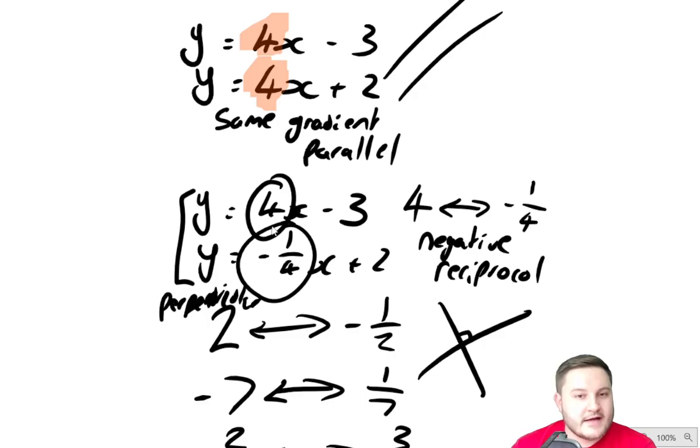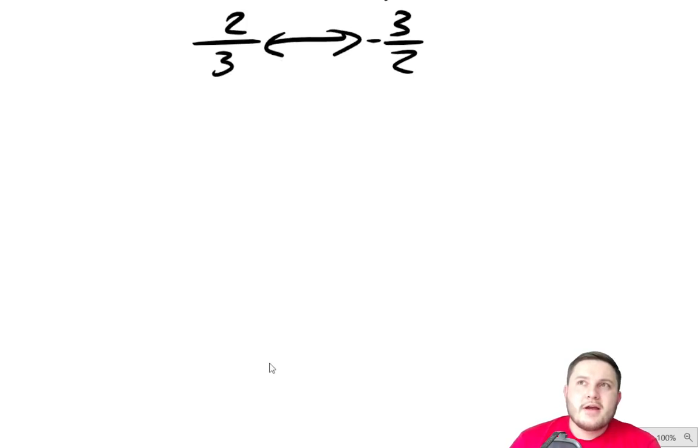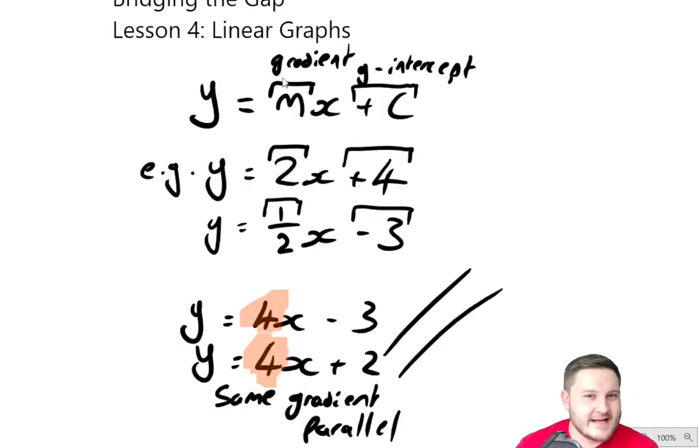Perpendicular gradients are negative reciprocals of each other. Now, it would be really nice if we lived in a world where all lines are given in the form y equals mx plus c, but especially at A level, that never usually happens. And actually, and I'm going to add a little caveat to that, at A level there is a second way of representing the equation of a line other than y equals mx plus c.